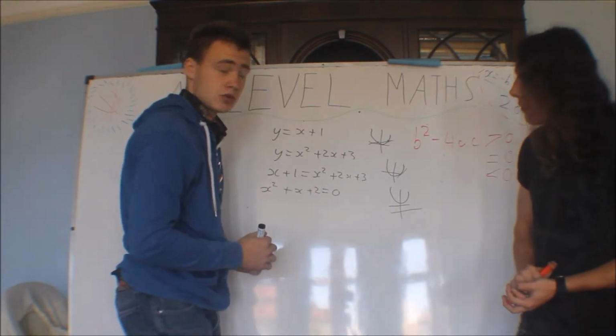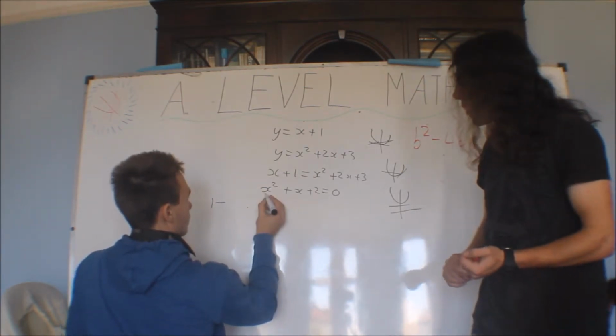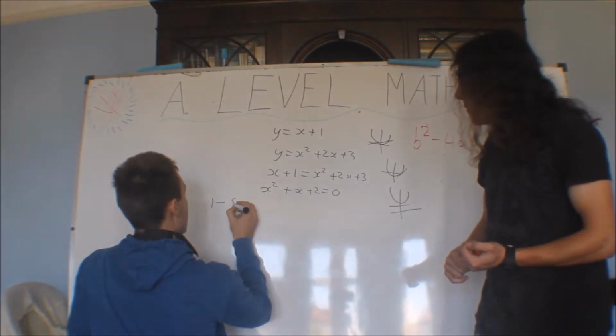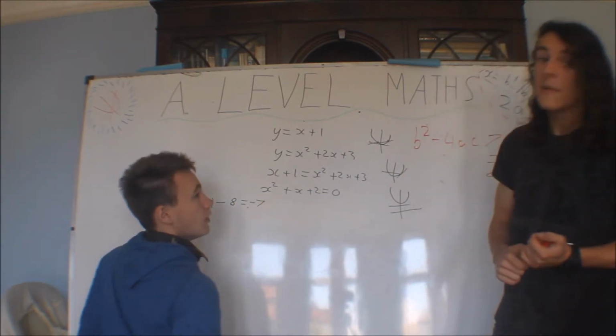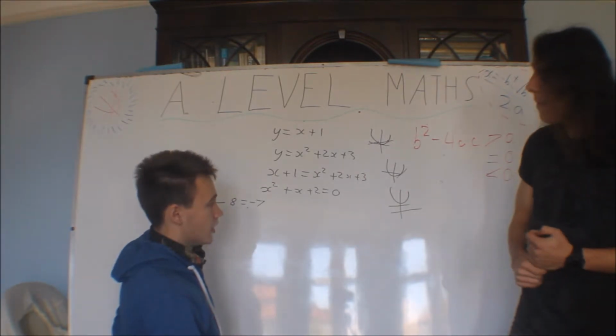So let's give it a go. Let's do b squared minus 4ac. So this b squared is 1, minus 4 lots of a, so it's minus 8 overall. And that is minus 7, which means they don't touch at all. So it could look something like this. It just wouldn't touch. Ever.